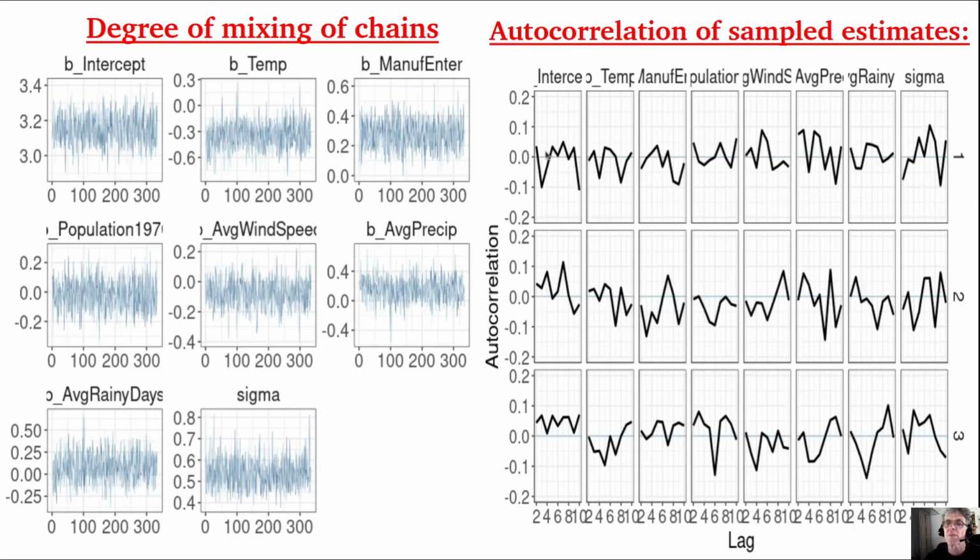Had we observed a very high correlation, say 0.3, 0.4 or more, for one or several of the parameters in some of the chains, we could increase the thin parameter of the setup of the model.